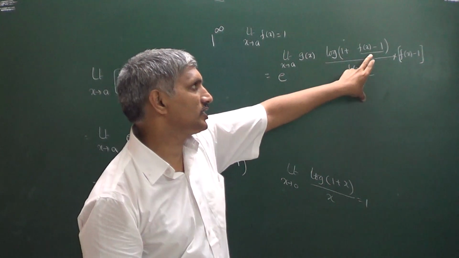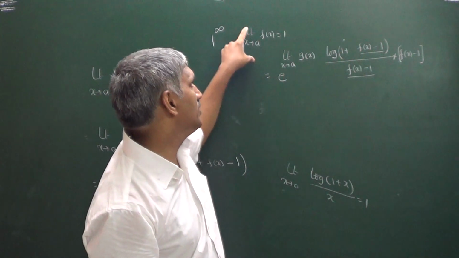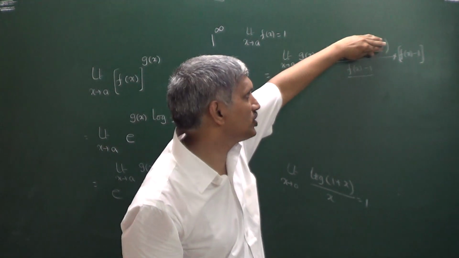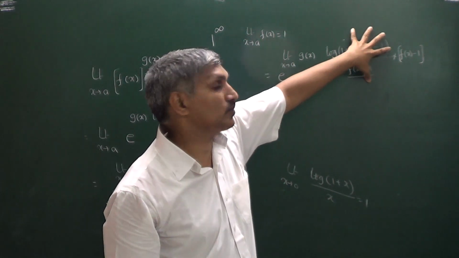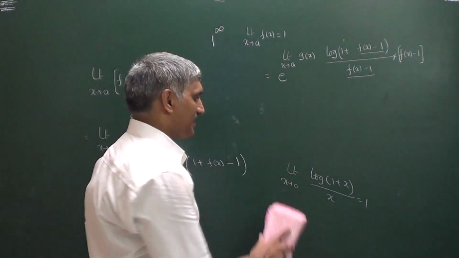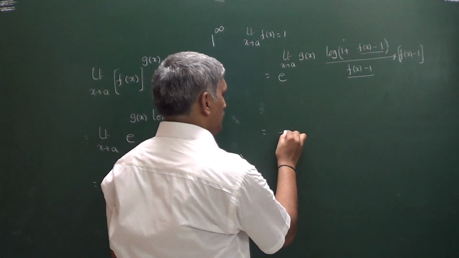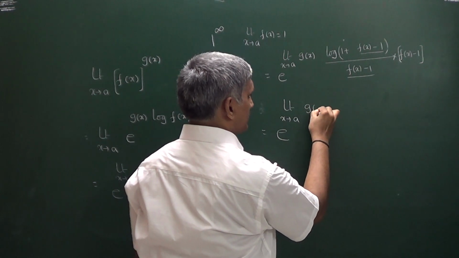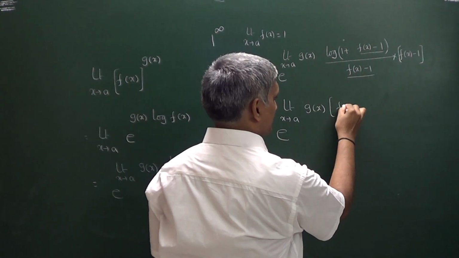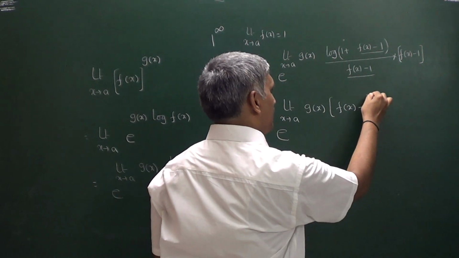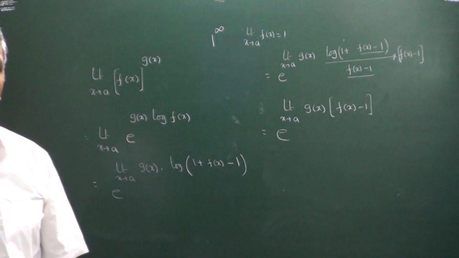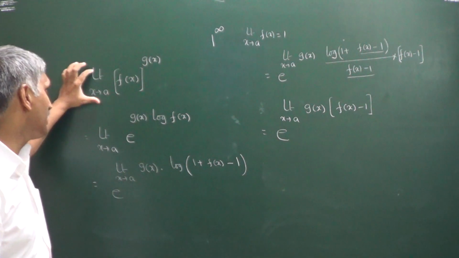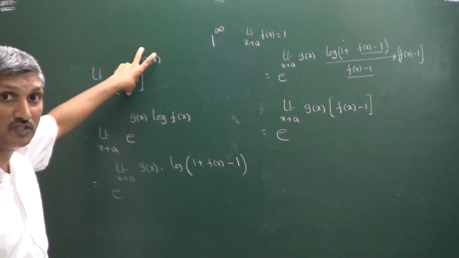The reason is this is tending to 0 because limit x tends to a, f of x is equal to 1. That means minus 1 is tending to 0. This is tending to 0. This is tending to 0. That's why this limit value is equal to 1. So now the question changes to e power limit x tends to a, g of x into f of x minus 1. So with the help of this particular result, we are going to evaluate a limit in the form of f of x whole to the power of g of x. Limit x tends to a, f of x whole to the power of g of x.